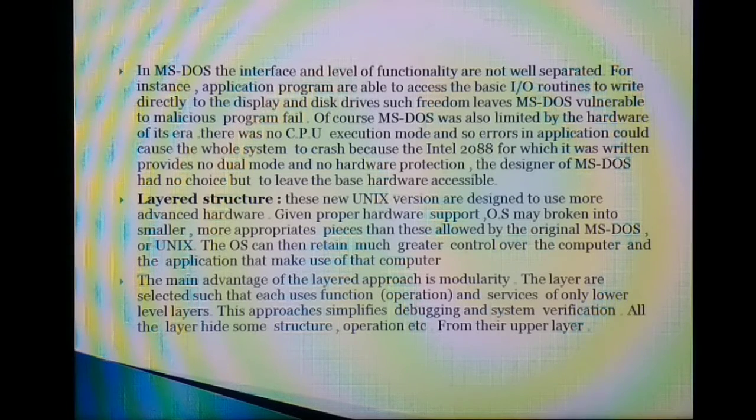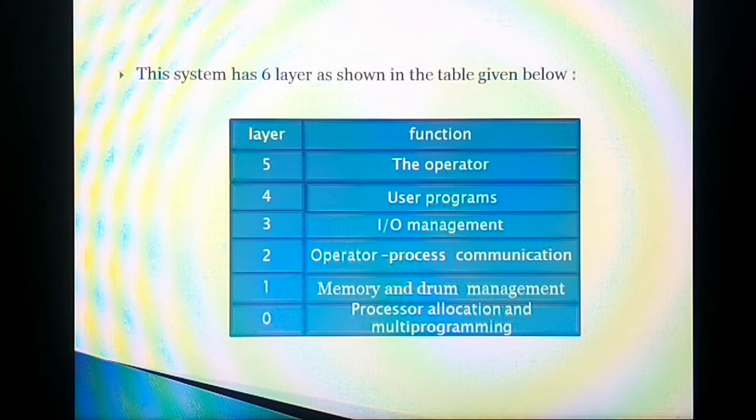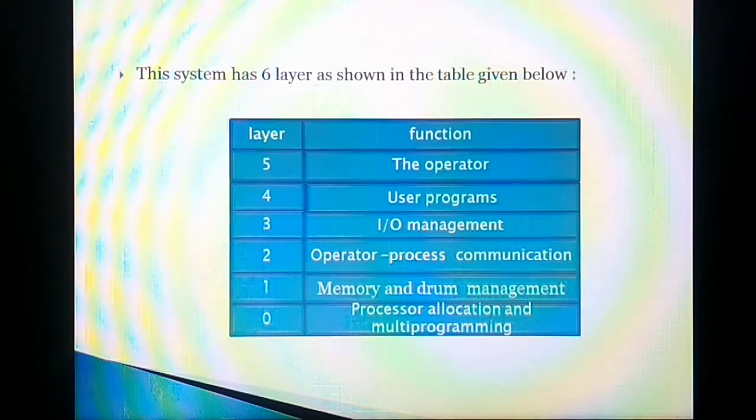All the layers hide some structures and operations from the upper layers, so they are separated from each other. This system has six layers, 0 to 5, as shown in the table. Layer 0: processor allocation and multiprogramming. Layer 1: memory and RAM management. Layer 2: operator process communication. Layer 3: input output management. Layer 4: user programs. Layer 5: the operator. These layers are separated from each other.